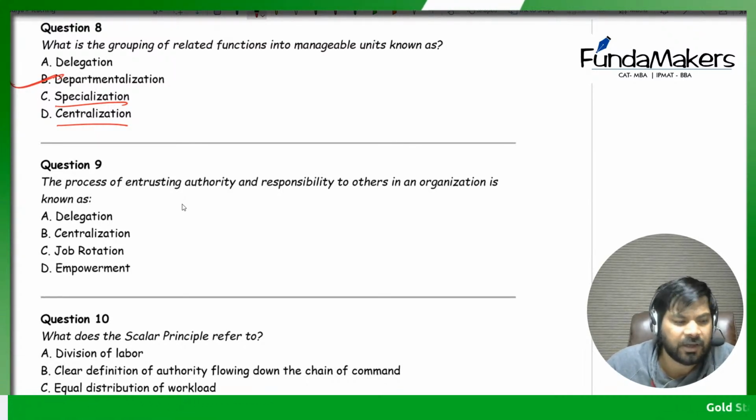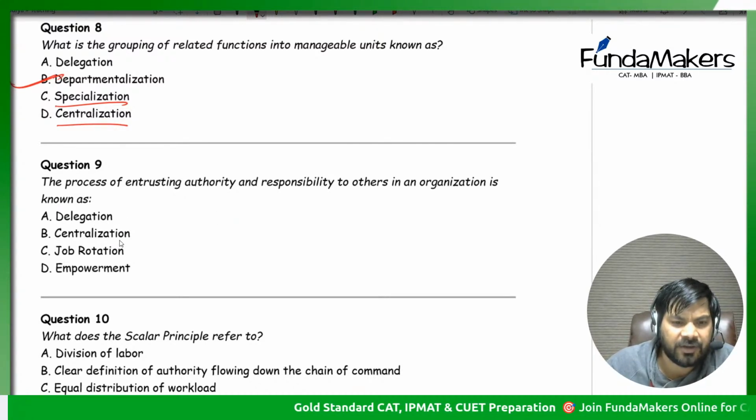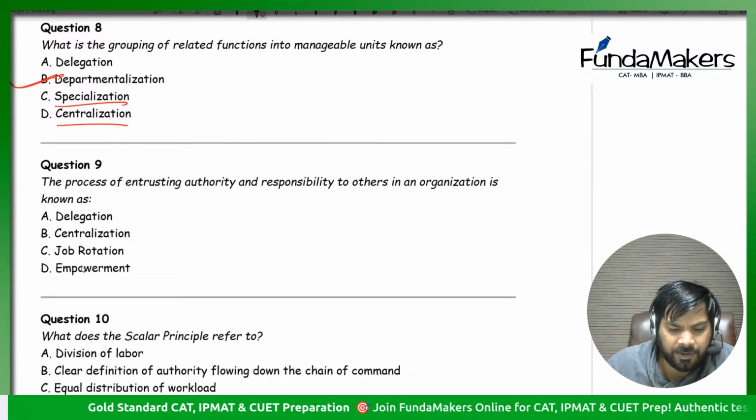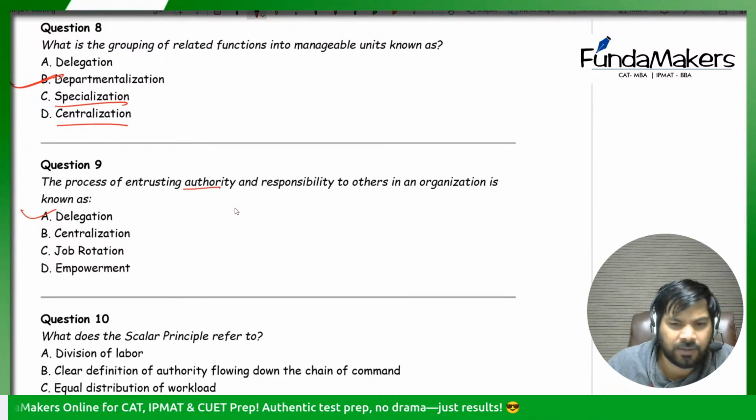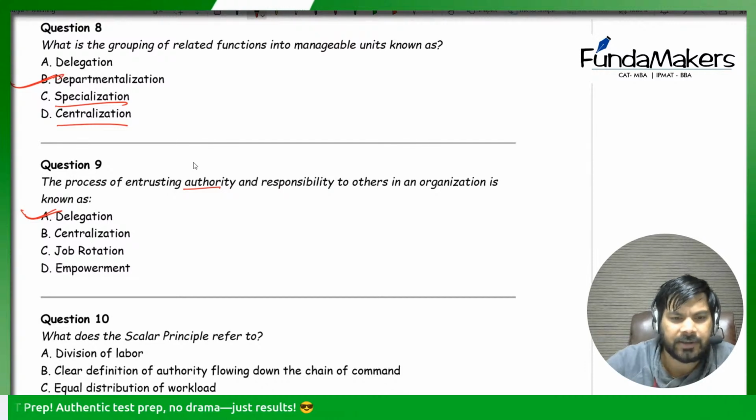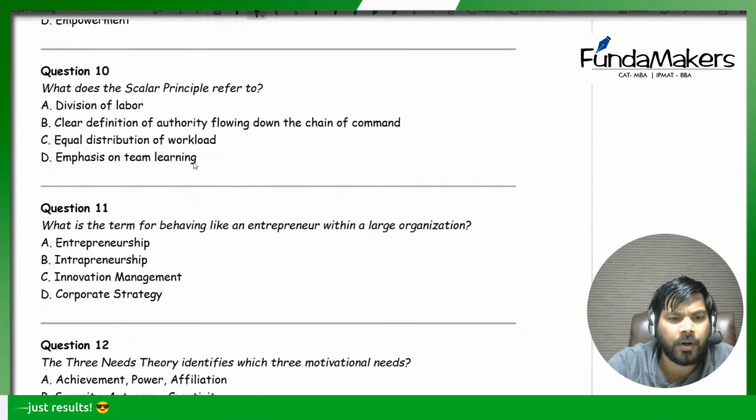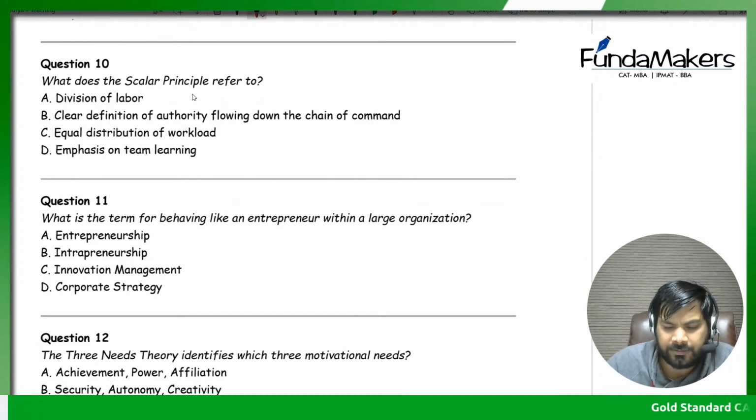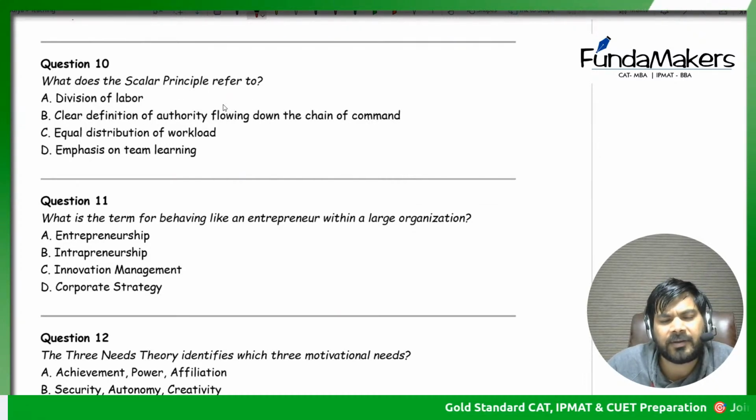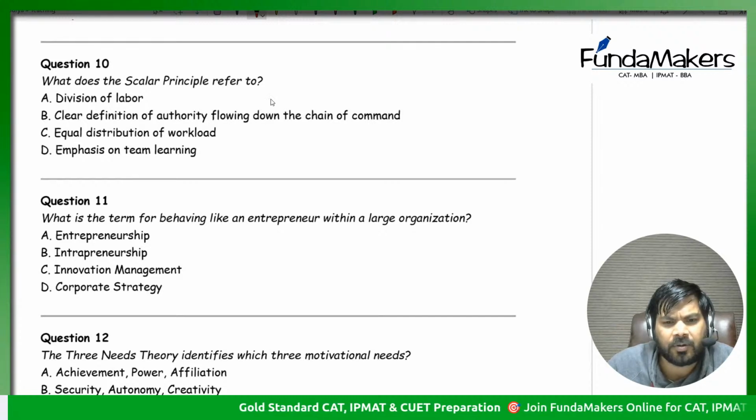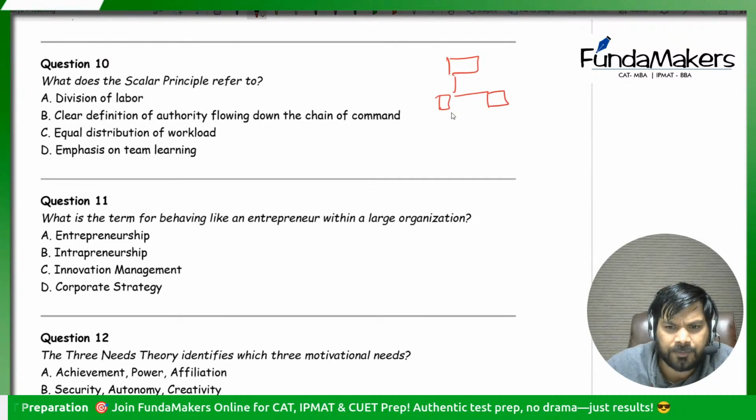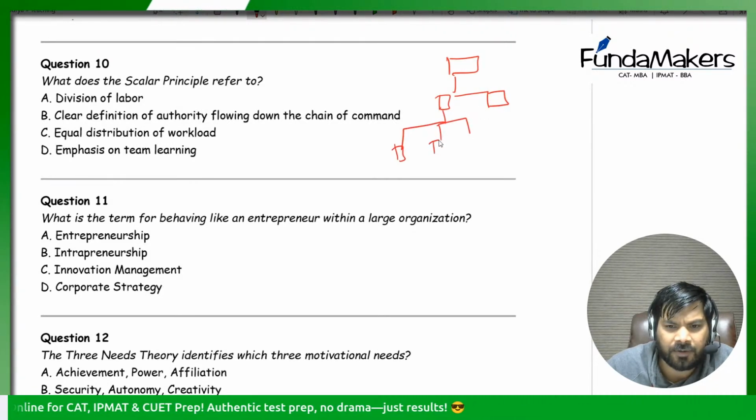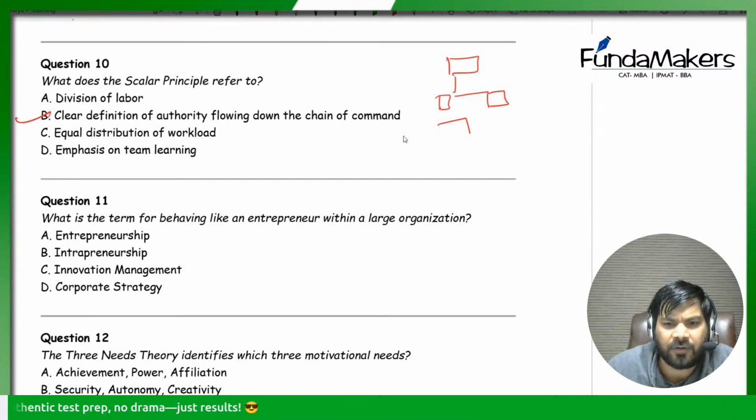The process of entrusting authority and responsibility to others in an organization is known as what? Delegation, centralization, job rotation, empowerment. It is known as delegation. You give somebody some task and you trust that person to get it done. So the correct answer should be delegation. Next, what does the scalar principle refer to? The scalar principle is hierarchy, like the top boss, then two other people controlling the business, and then immediate bosses below. So this is a clear definition of authority flowing down the chain of command.